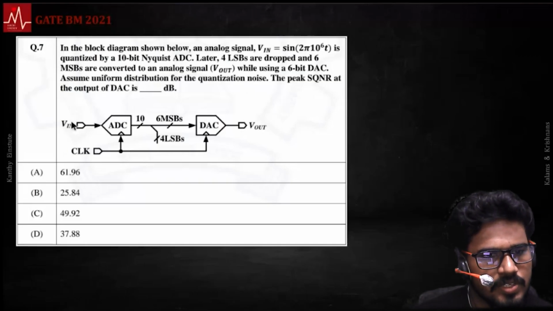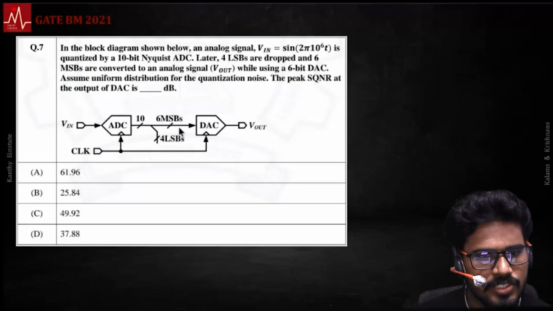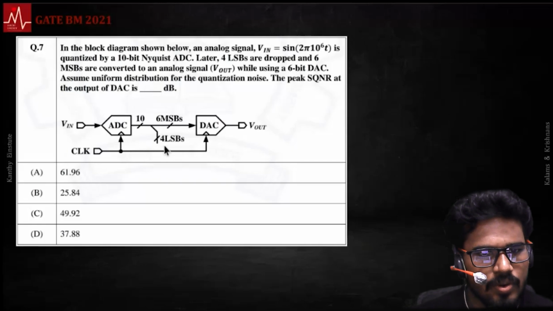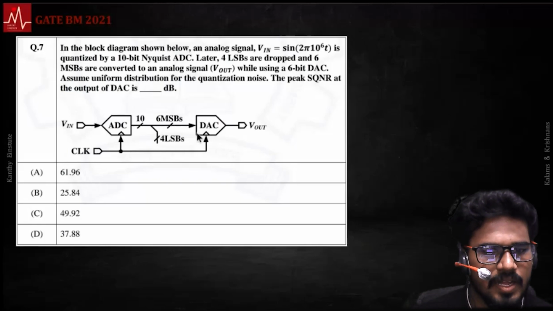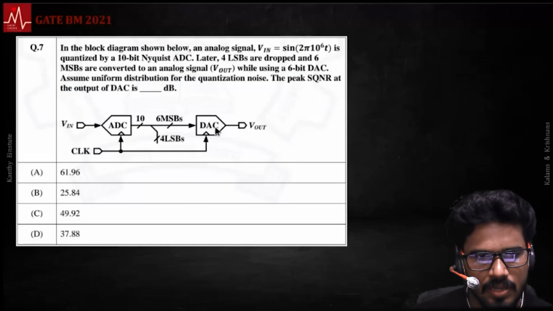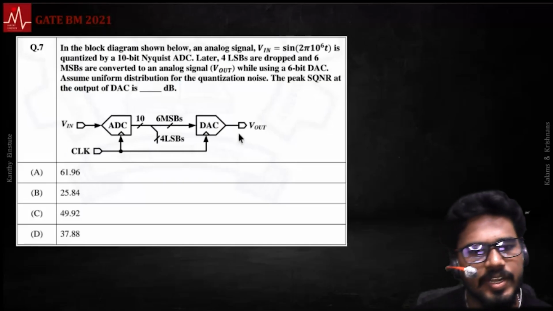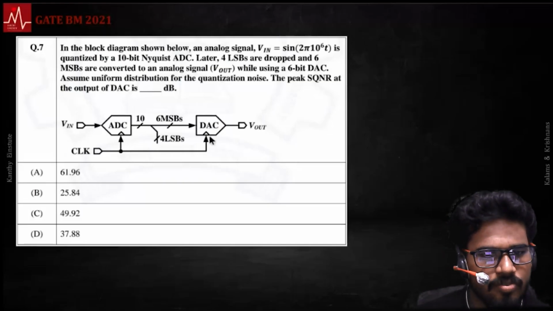Yes. Okay, so there is voltage in. You have an analog to digital converter, and the digital output has 10 bits, I suppose. Then you retain the six most significant bits and throw away the four least significant bits, and then you do a digital to analog conversion. So take the sinusoidal curve, digitize it, and try to reconstruct it. Okay, get back the analog form. That's your V out.